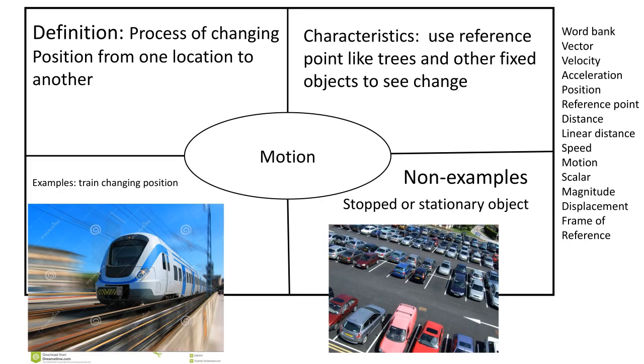Motion, the process of changing position, right? So we need things like frames of reference. And of course, this is a blurry picture, but because we have something that is going past, you can tell you're moving. If you didn't have a reference point like a tree or fixed object, it would be very hard to tell if you moved or not.